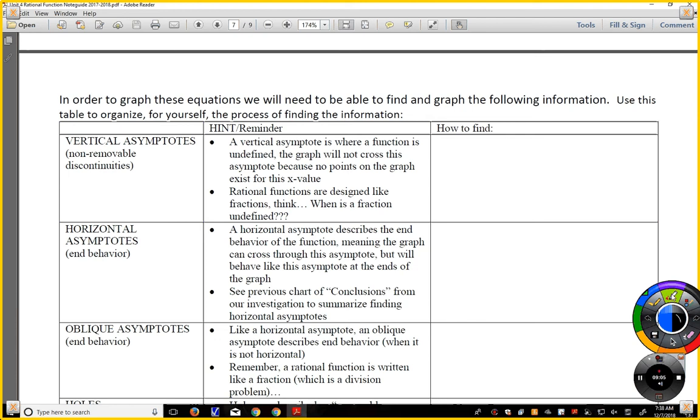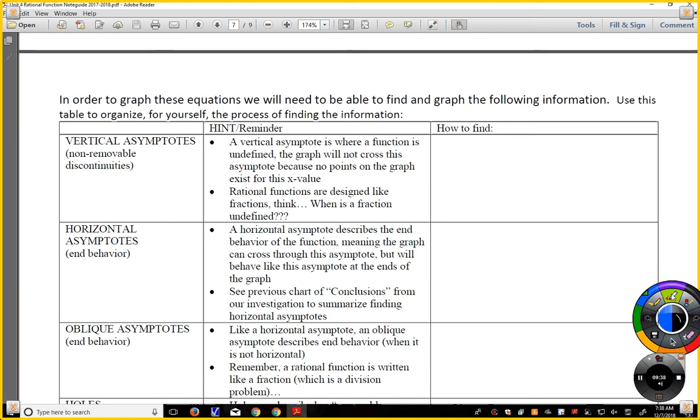So we already talked about that. Horizontal asymptotes will really help you determine end behavior, okay? So it describes end behavior, and we're not really going to write a lot about how to find horizontal asymptotes here because we did it in the conclusion charts from yesterday, right? So there's just a note here about seeing the previous chart of conclusions that summarizes it, which is what you guys told me at the beginning. If the degree of the numerator is higher versus if they're the same versus if the degree of the denominator is higher is how you would determine this, okay?